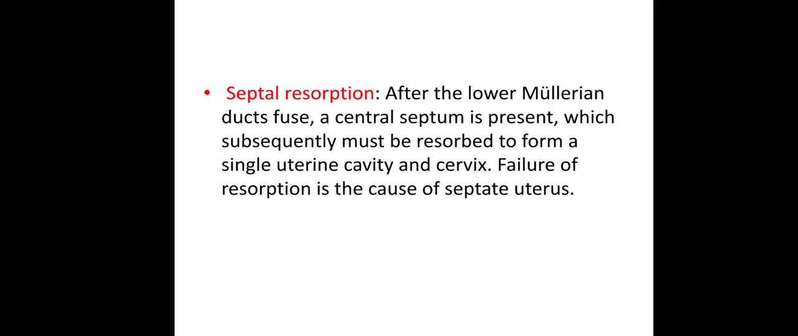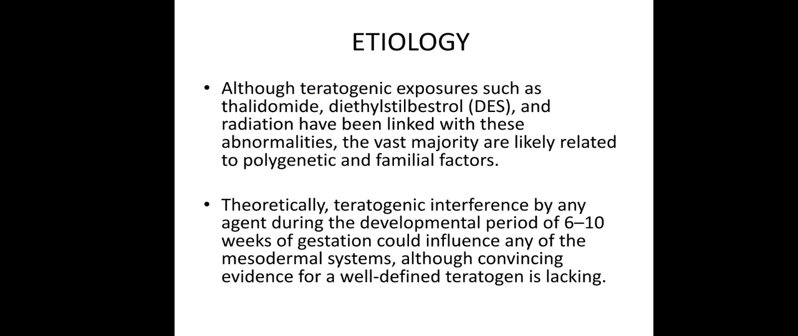Now the third phase is septal resorption. First is organogenesis. Next, it has to fuse. First, the ducts have to form bilaterally properly. Then they have to come to the midline and fuse. That is, the lower end part of it has to fuse together and form those three: your uterus, cervix, and the vagina. And the third thing is, once they have fused, the septum between has to get resorbed. Only then is it going to be a normal functioning uterus and vagina. So the central septum subsequently must be resorbed to form a single uterine cavity and cervix, and the failure of resorption causes a septate uterus.